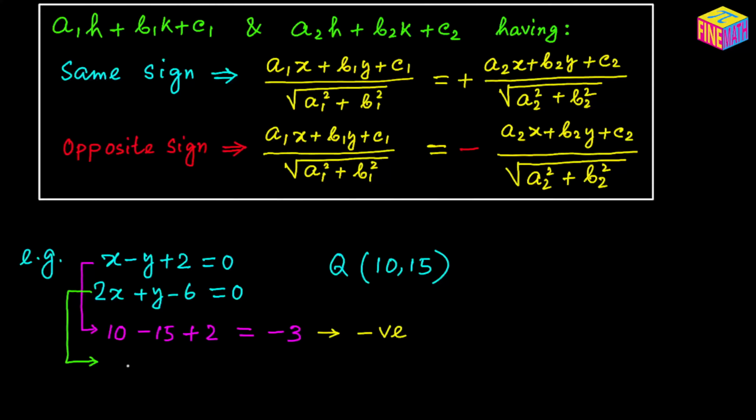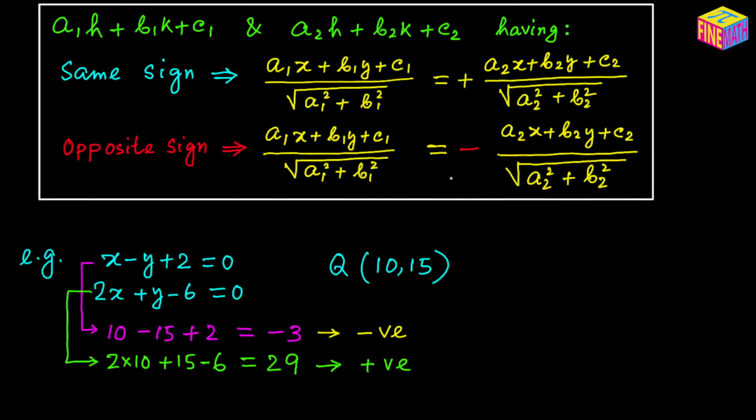There we have 2 times x, so that would be 2 times 10 plus y, which is 15, minus 6. And if we do the calculation here, it would be 20 plus 15, that's 35, minus 6, so that is 29. So this is a positive quantity. So looks like both the expressions are giving us a value with opposite sign when we use the coordinates of the point Q. So because they are of opposite sign, we have to use the second equation for the bisector of the angle that contains Q.